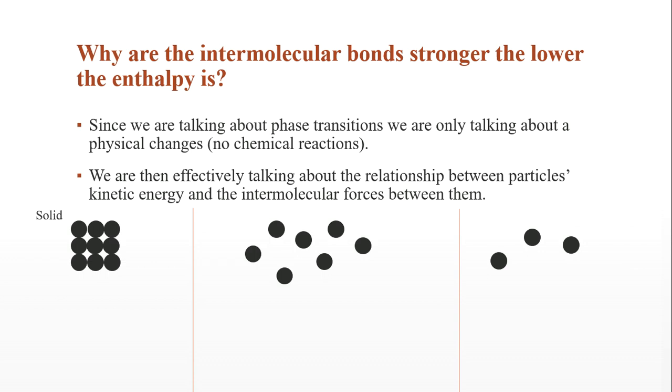Furthest to the left, we have particle arrangement in a solid. The particles are arranged in a neat, organized manner. They vibrate, but they don't move around. They don't switch places or anything like that. And that's because they have a low kinetic energy. They have low movement and energy associated with that. That also means that the particles will be very close to each other because they're not moving away from each other. And that means that we can maximize the intermolecular forces because they're very close to each other.